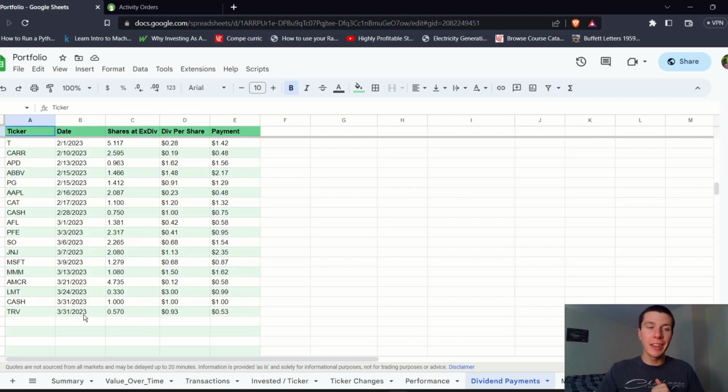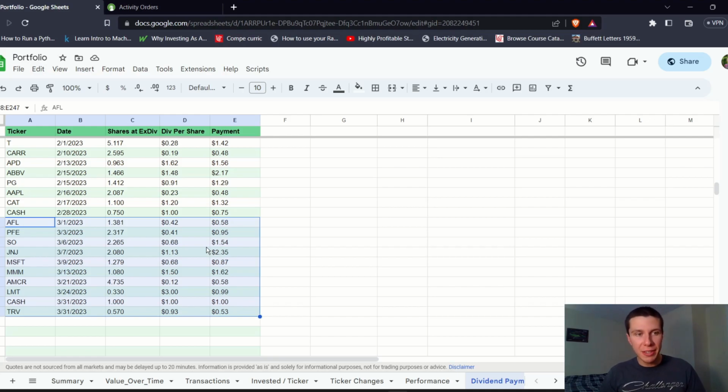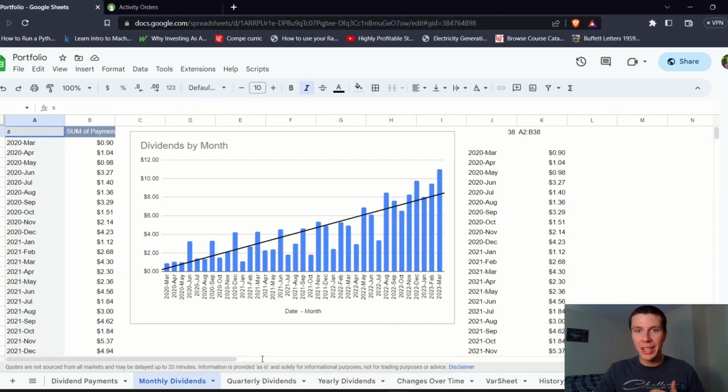cash deposit. And then moving over to the dividend payments tab, got a lot of dividends this month, which is pretty exciting. So we started out with 58 cents here from Aflac, 95 cents from Pfizer, $1.54 from Southern Company, $2.35 from Johnson & Johnson, 87 cents from Microsoft, $1.62 from 3M, 58 cents from Amcor, 99 cents from Lockheed Martin. We got $1 worth of dividends or interest from our cash balance in our account, and then 53 cents of dividends from Travelers. So that like we saw before, was a total of, I think, $11.01, which is pretty exciting.